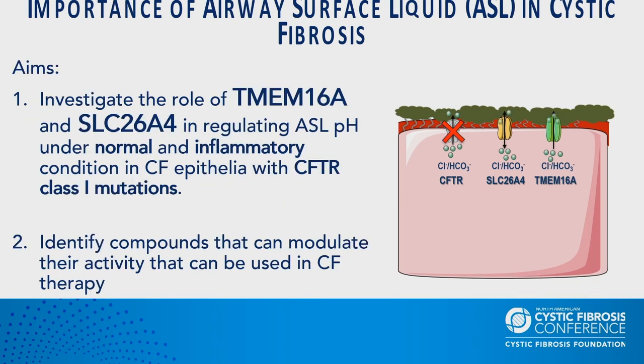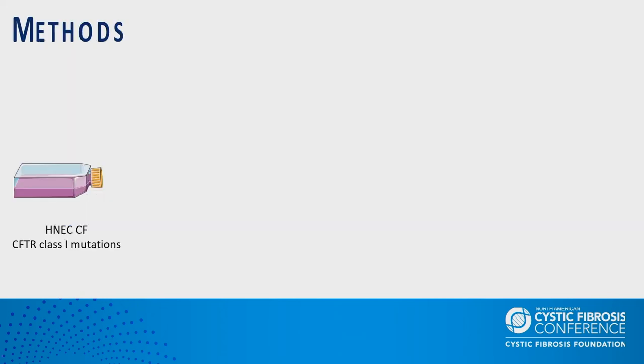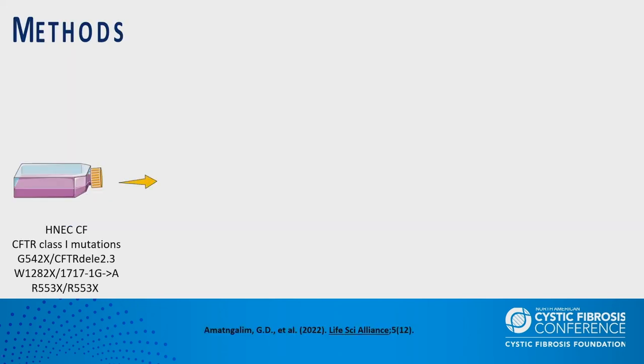I wanted to investigate if those two channels could improve the ASL pH under normal and inflammatory conditions. And I also tried to identify compounds that can modulate their activity and that can be used for future CF therapies. So we first isolated cells from CF donors with three different class 1 mutations.